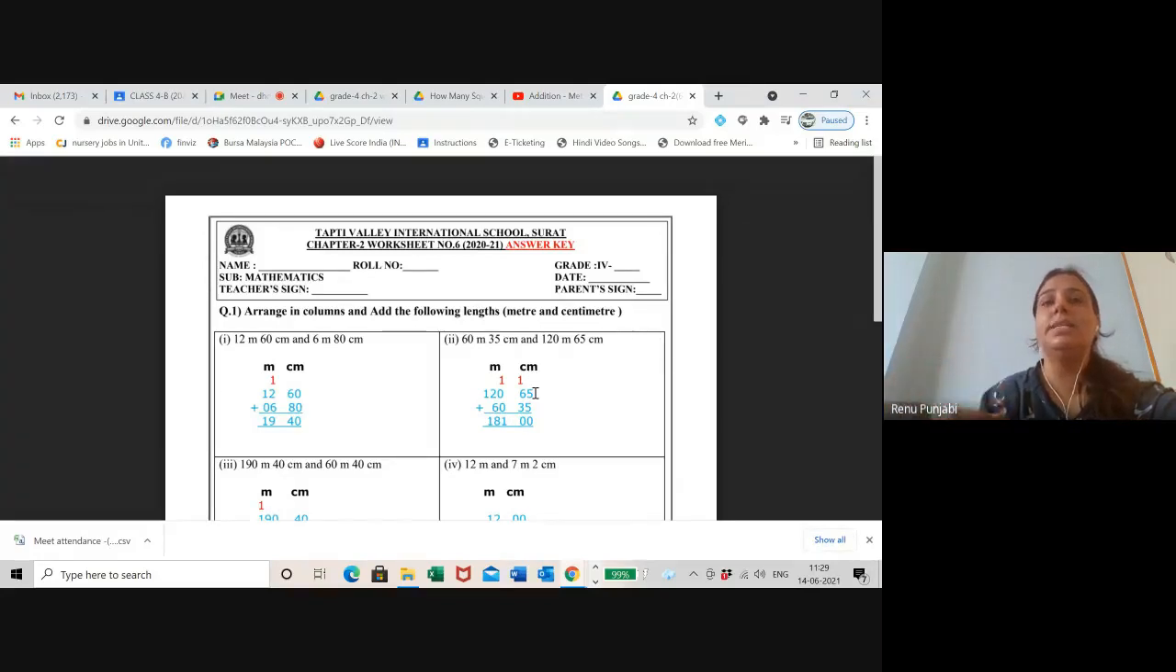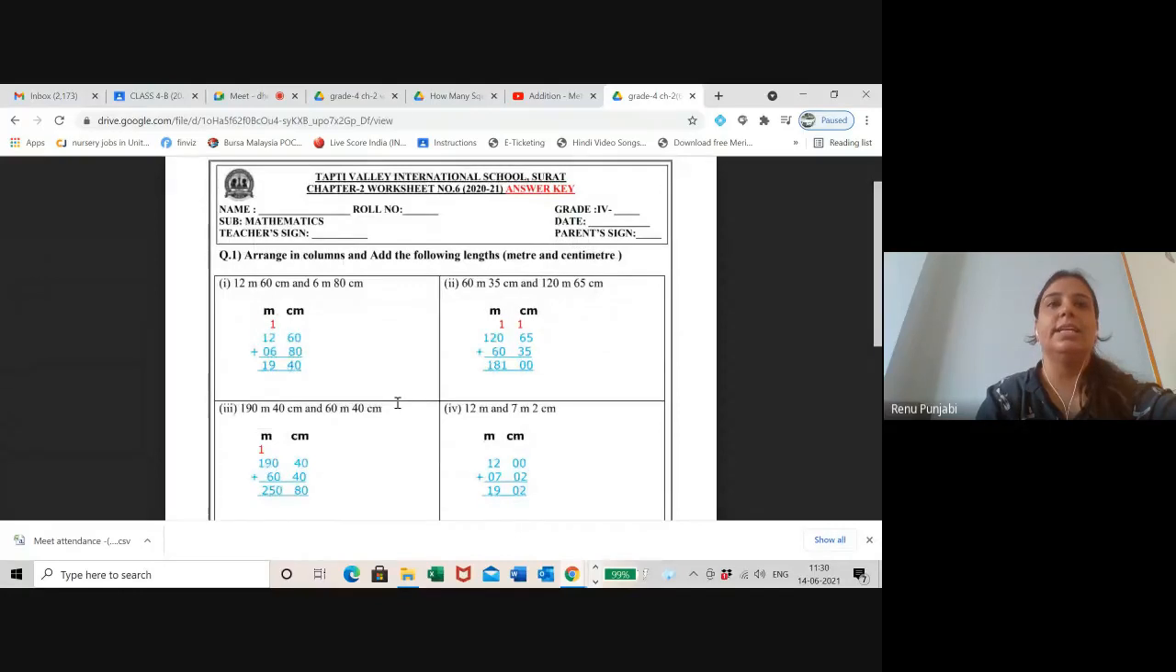Next is 60 meters, 35 centimeters. So with the 60 meters, 35 centimeter will go in the centimeters. When you add them, 5 plus 5 is 0. 6 plus 3 is 9 plus 1 is 10. 0 here and the 1 carry forward. 0 plus 0 is 0 and 1 will come. 6 plus 2 is 8 and 1 will come. This is 181 meters only because nothing is there in the centimeters.